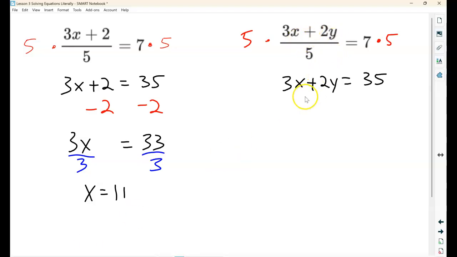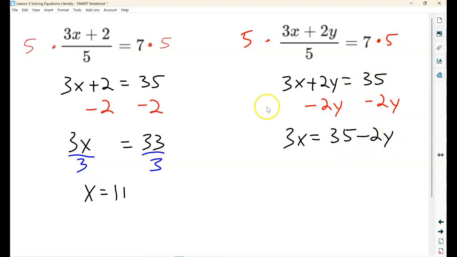I have the 3x plus 2y drop down. We're still isolating the x, so now I'm going to subtract the 2y on both sides. So I have 35 minus 2y. Over here I have 35 minus 2. It doesn't go, but I got 35 minus 2y. You can't combine 35 minus 2y, so I just rewrite it, because of the variable being multiplied, I can't actually subtract it.